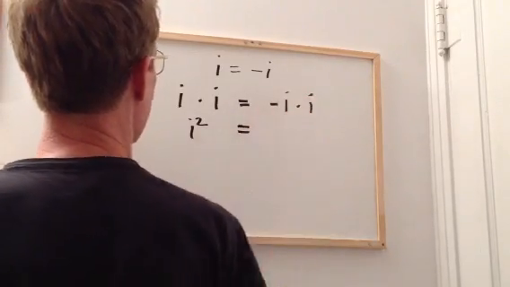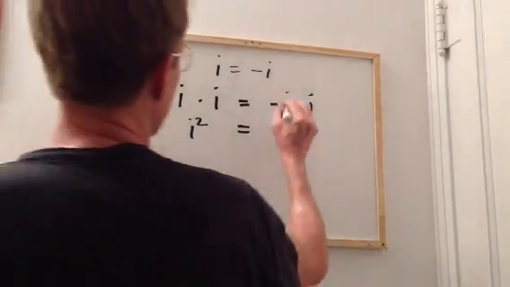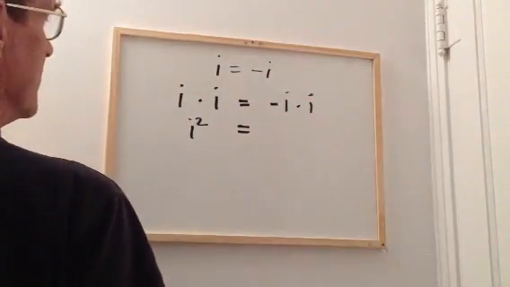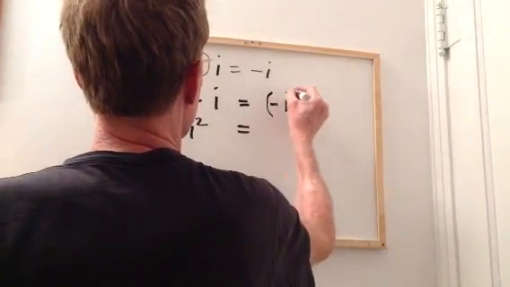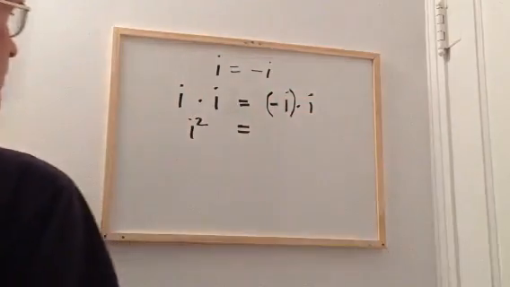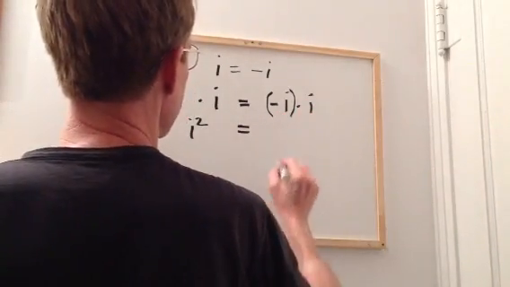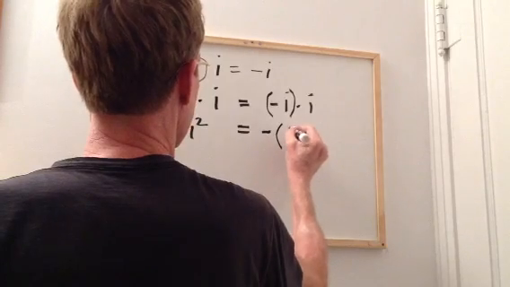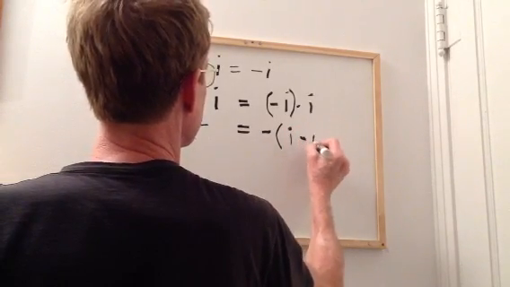What is minus i times i? Well, let's manipulate this just a bit. When you have a negative quantity times a positive quantity like that, basically we're talking about this. We can rearrange the parentheses in an expression like that and get this.